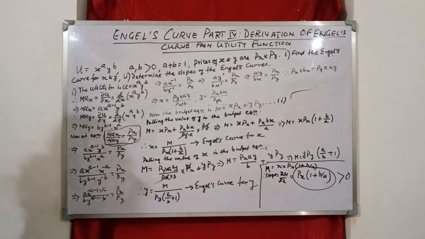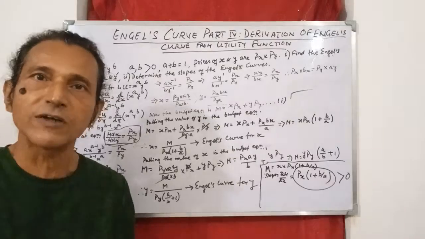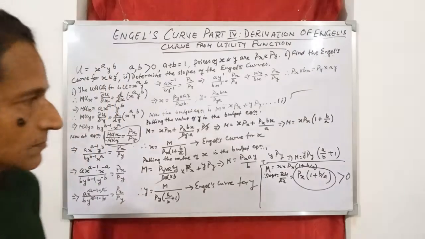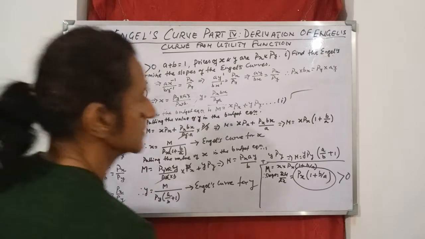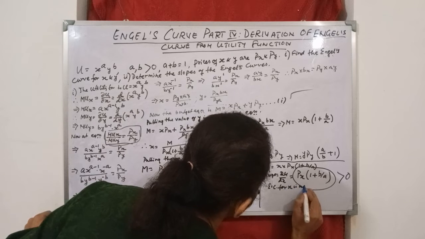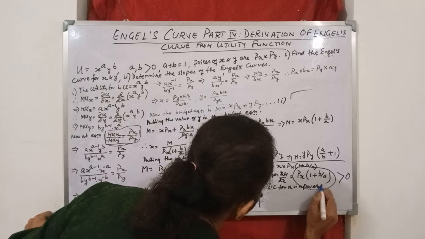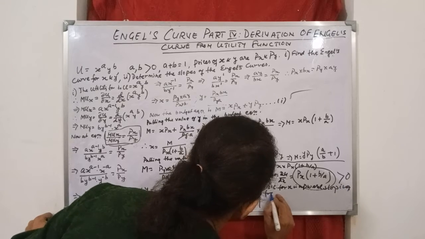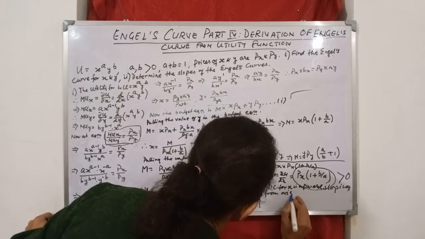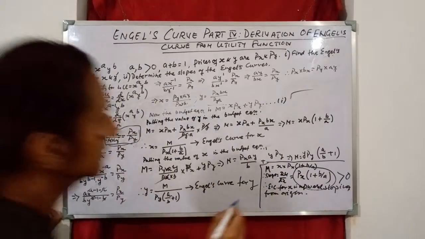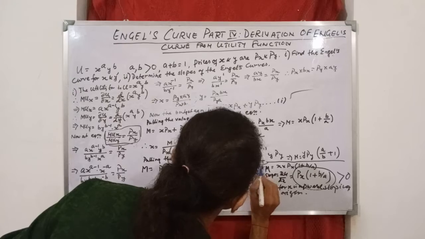This means the Engel's curve is upward sloping and starting from the origin. Correct? Therefore EC for x is upward sloping from origin. Right? Here we are doing the part 2.